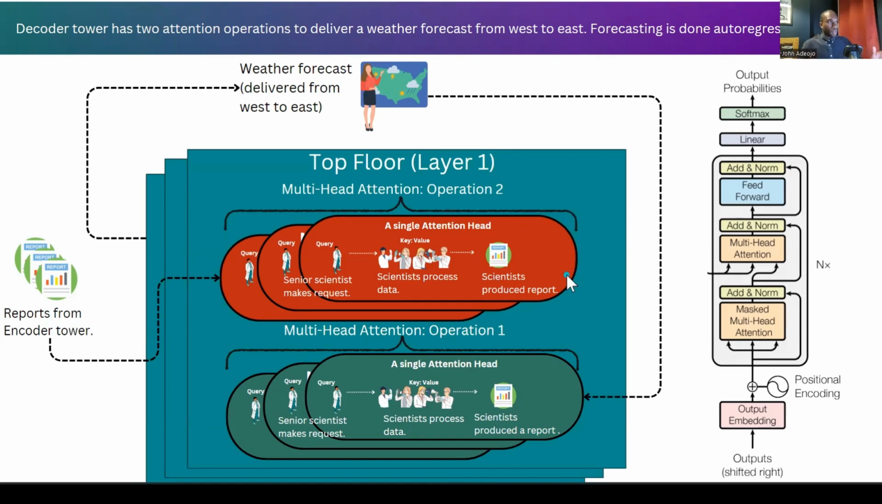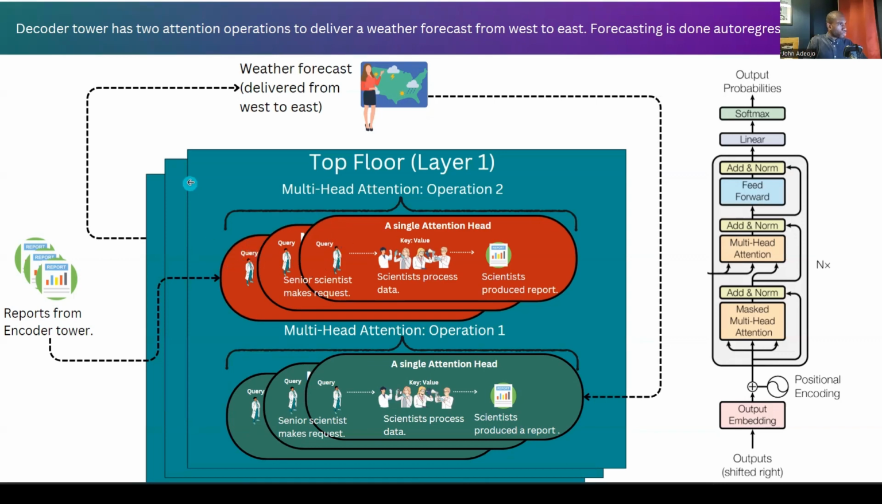So what I'm saying is a group of attention heads is one attention operation. So we've got a single attention head, and then we've got multi-attention, that cluster of attention heads, and that's one attention operation. And that takes as an input the reports from the encoder. And then a forecast is initially generated.